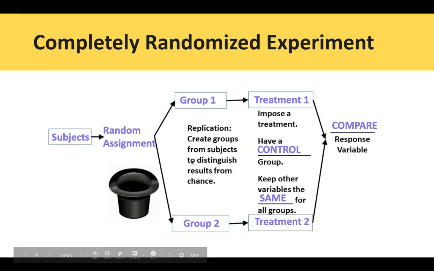If I do completely randomized, right, it's very possible that I could give most of the males this treatment up here and most of the females this treatment down here, and then it's really hard for me to tell whether that treatment actually worked better than this treatment or if it was just because of gender.